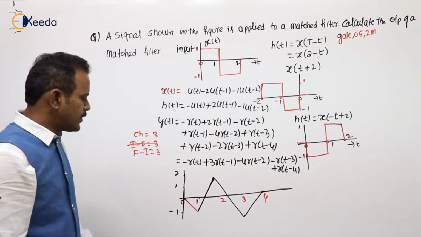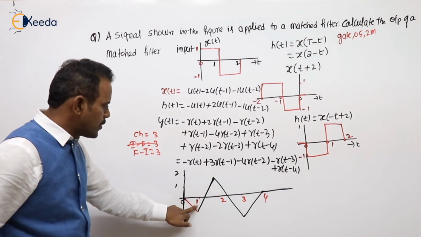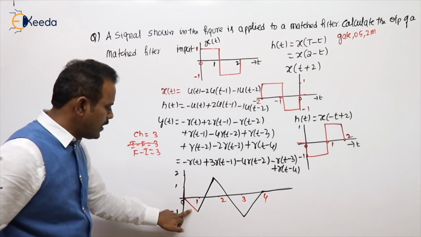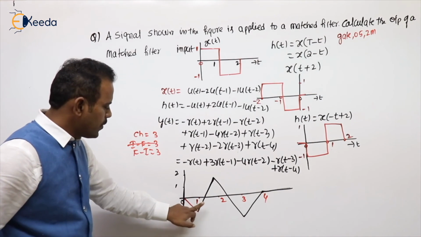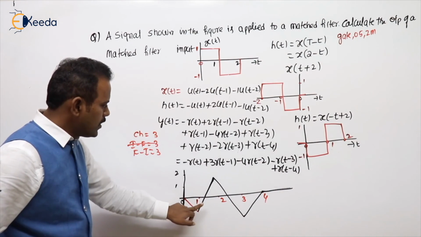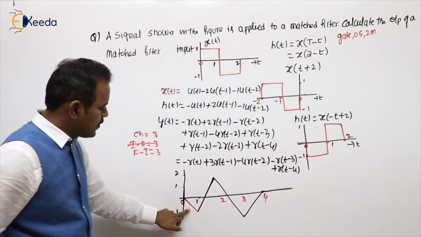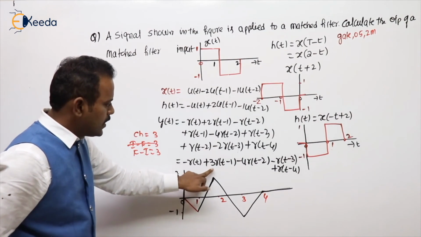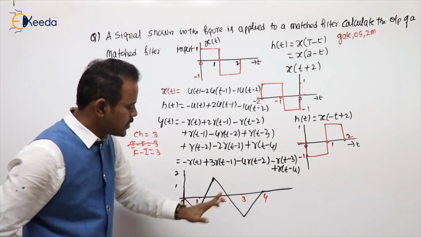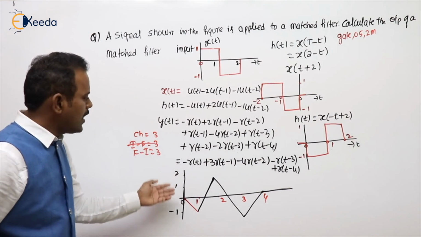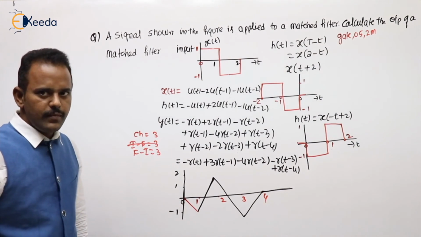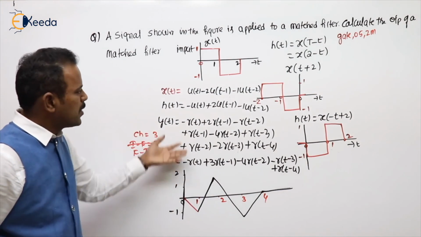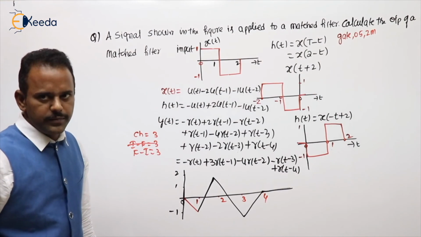Now if you want, you can check. At minus 1, what should be the slope change? Final minus initial. Final is 2, it's a slope. Initial is minus 1. So 2 minus of minus 1 is plus 1, 2 plus 1, 3. So all these coefficients will indicate the slopes. So this is the output y of t. It's just like a normal problem with more calculations only. Clear?